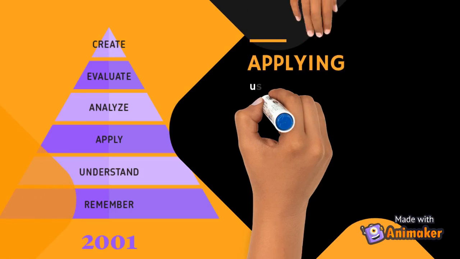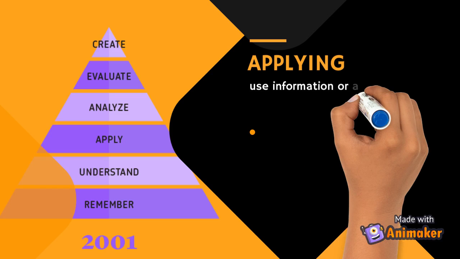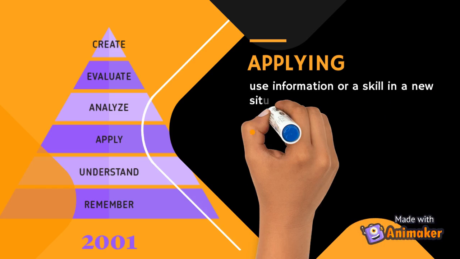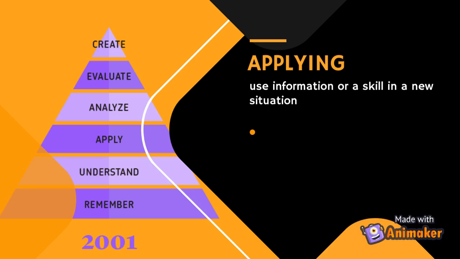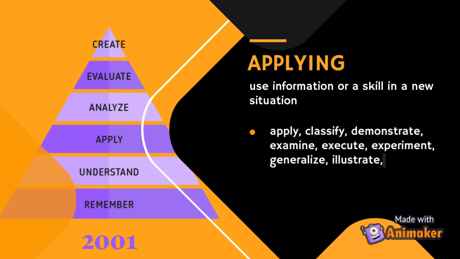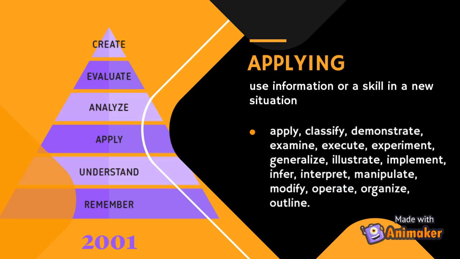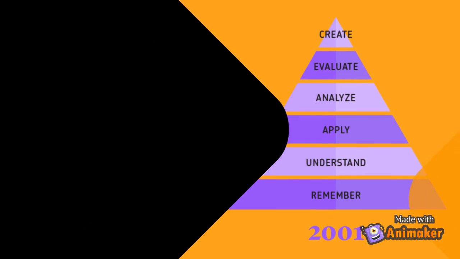Now, let's move on to the third level, which is applying. It focuses on carrying out or using a procedure for executing or implementing the information learned in a different form. For example, calculate the kinetic energy of a projectile. Or you can also ask questions like, how would you solve? Some of the appropriate learning outcome verbs for this level are apply, classify, demonstrate, examine, execute, outline, and organize.